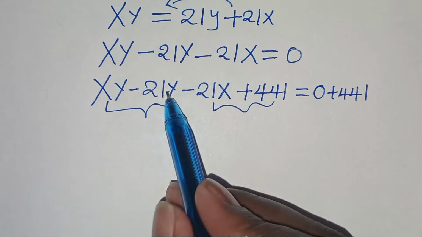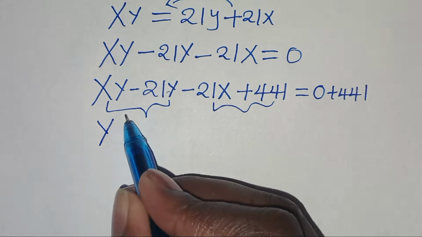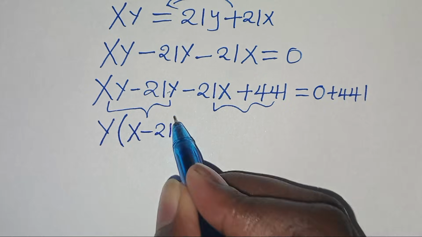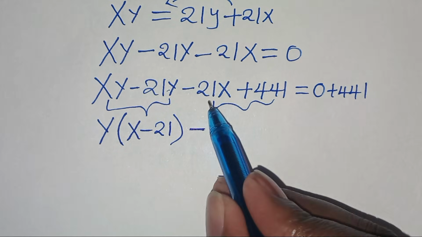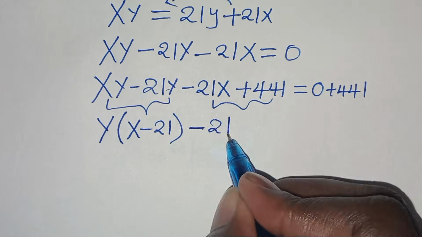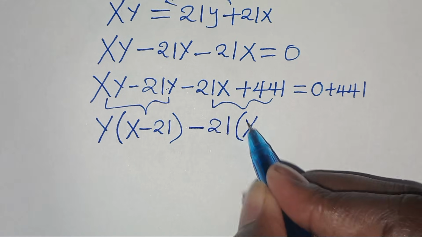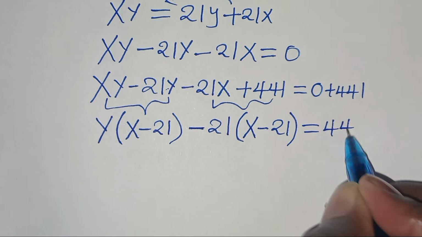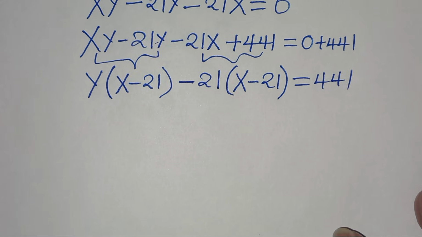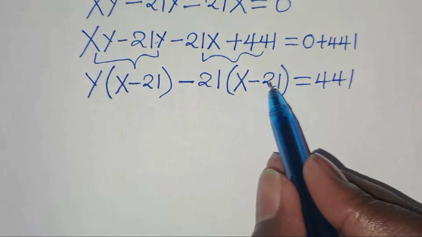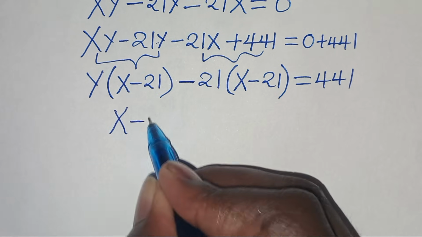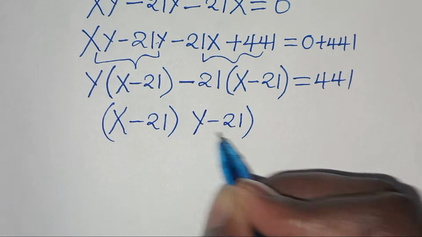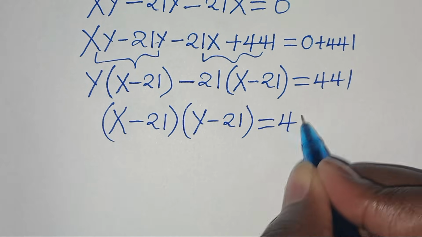From the first part here, y is common, we factor out y into the parentheses, this is x minus 21. Subtract 21 is common here, so we have 21 into the parentheses, this is x minus 21, equal to 441. Now x minus 21 is common here, so we have x minus 21 times y minus 21, equal to 441.